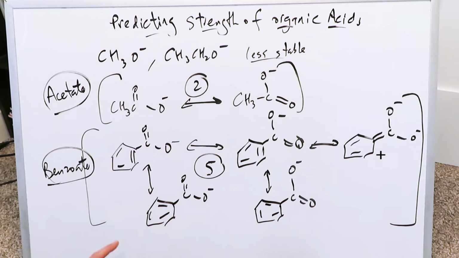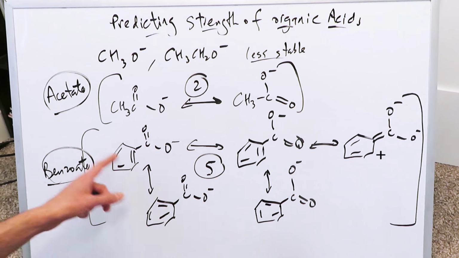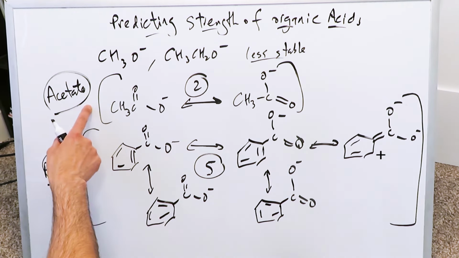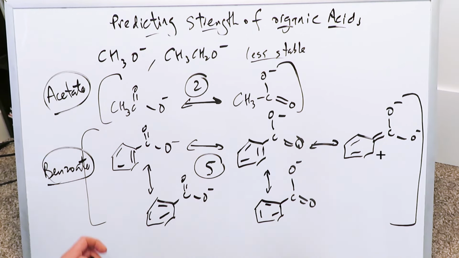Even among the strong organic acids, the ones which have more resonance structures will be stronger acids because their conjugate bases will be more stable. This right here is a good acid, but it's less of an acid than this because this has more stability in terms of its conjugate base.